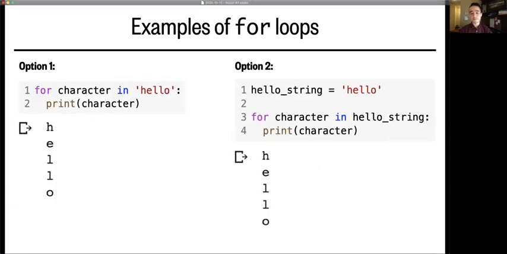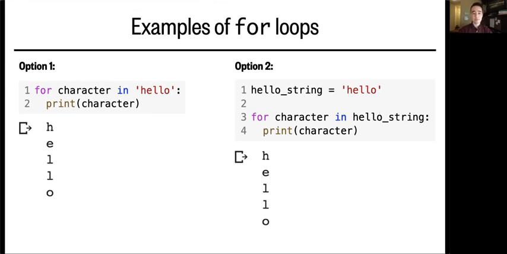And another example. Here we're using a for loop to iterate over the characters in a string. We've called the variable character, and at each iteration of the loop, character gets a new value: first H, then E, then L, L, O. And it loops 5 times because hello has a length of 5. Same thing on the right, except we've taken advantage of assigning the string to a variable called hello string beforehand, and we can use that variable as our iterable in the for loop.